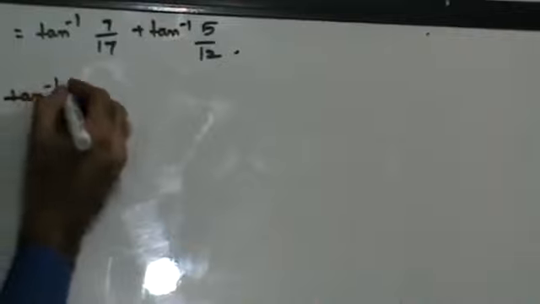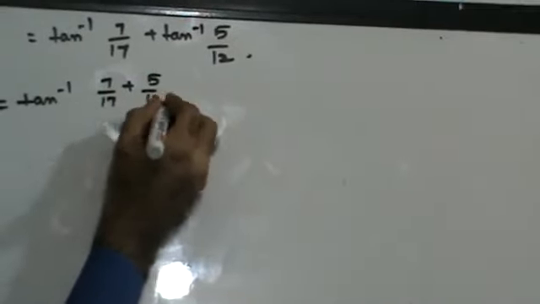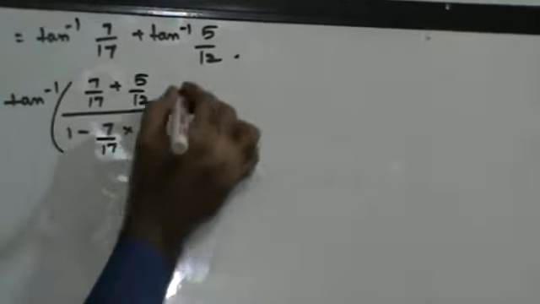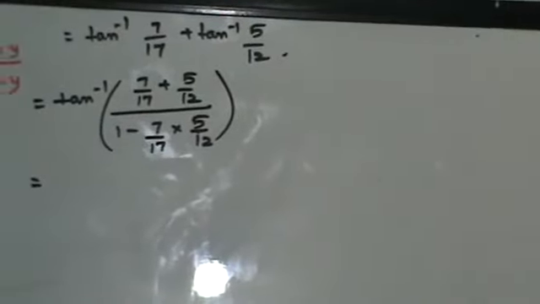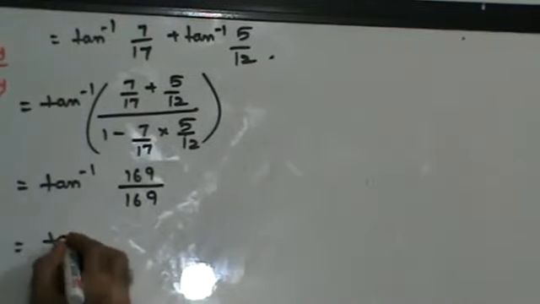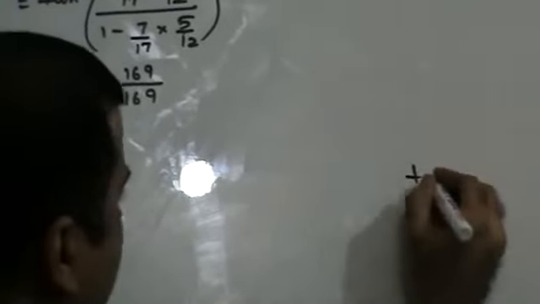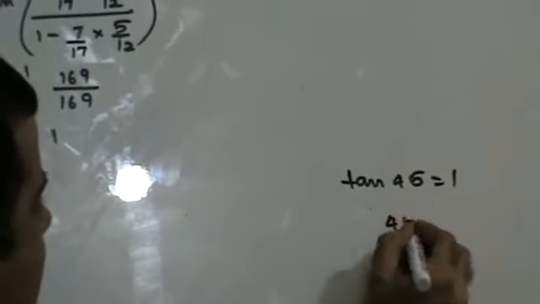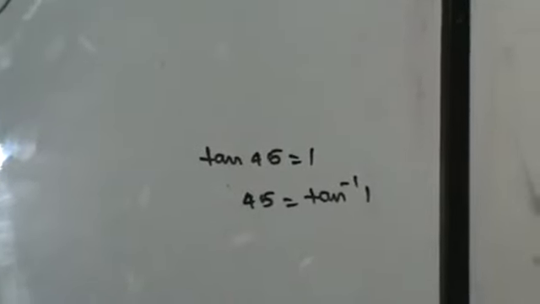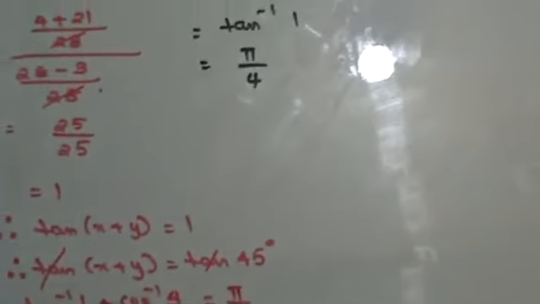Use the formula again. Tan inverse of A plus tan inverse of B is nothing but tan inverse of A plus B upon 1 minus A into B. Right? Simplify this again. This will give you tan inverse of 169 upon 169, which is nothing but tan inverse of 1. Now, guys, we know that tan 45 is 1, that means 45 has to be tan inverse of 1. 45 is nothing but 180 divided by 4. So tan inverse of 1 can be written as pi by 4, and I presume that's what I have to prove. Next, let's see another sum, people.